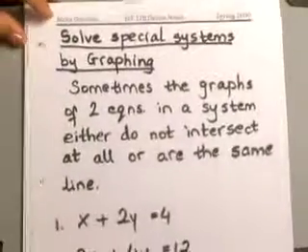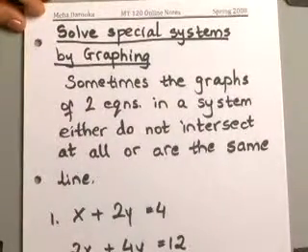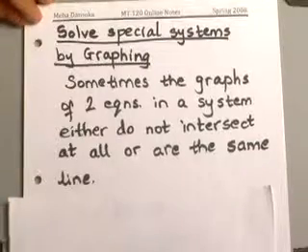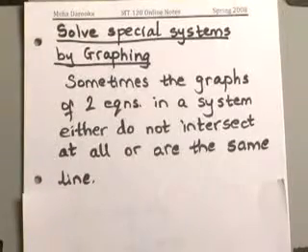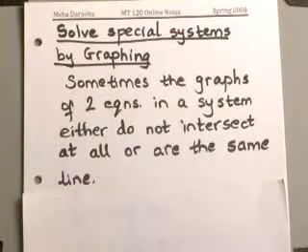Okay, we are going to talk about some special systems, and we will talk about how to graph these special systems. Now, when I'm talking about a special system, I'm basically saying you can have graphs of two equations that do not intersect at all, or the two lines may be the exact same line. So how can we come up with the solutions for these special systems?